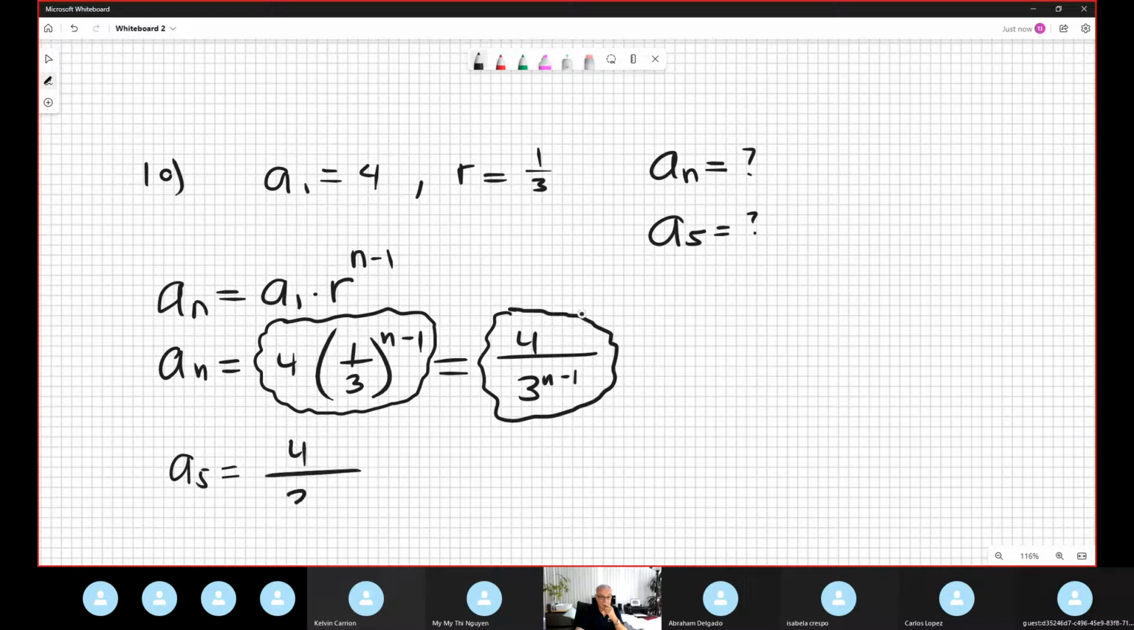Okay, so in order to find a sub 5, plug it in. 4 over 3 to the 4th power, no? Because 5 minus 1 is 4, and this is 81. So it's 4 over 81. End of the story. Boom.